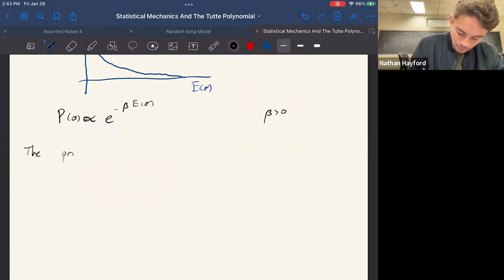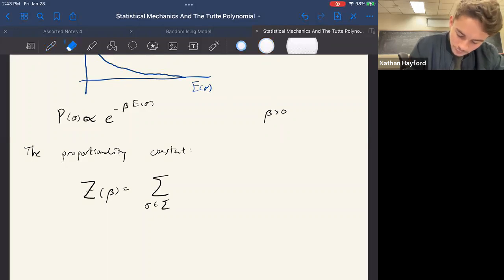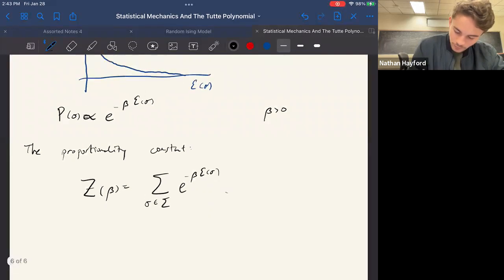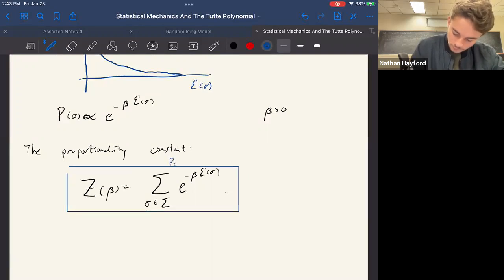The proportionality constant is called the partition function. It is the sum over all the configurations of e to the minus beta E of sigma. This object is fundamental. This is called the partition function of the model. It's fundamental in the sense that essentially any relevant statistical quantity we want to compute is computed in terms of the partition function.